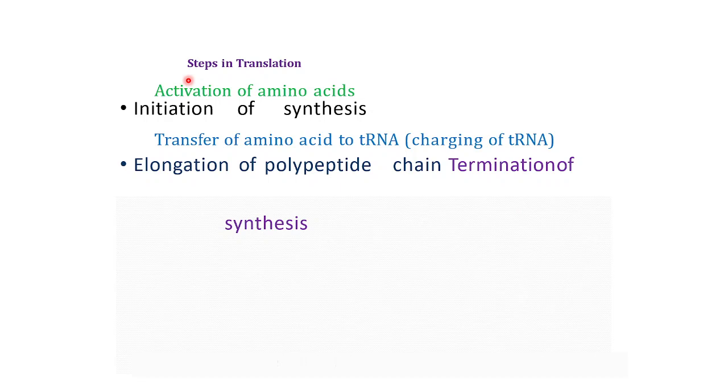So the different steps in translation are the activation of amino acids or the initiation of synthesis, then transfer of amino acids to the RNA, that is the charging of the tRNA, then elongation of the polypeptide chain, and finally termination of synthesis.